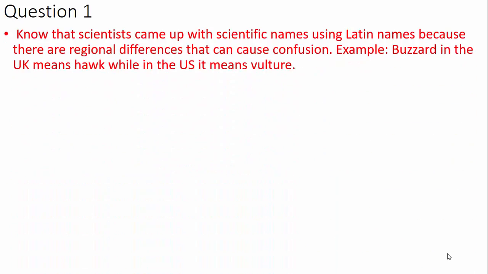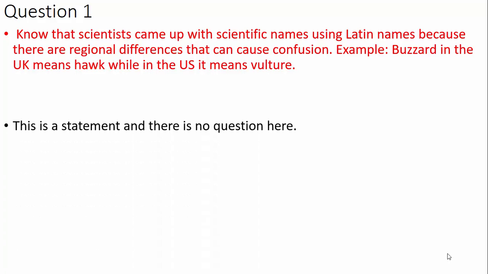All right, number 1. Know that scientists came up with scientific names using Latin names because there are regional differences that can cause confusion. An example: buzzard in the UK means hawk, while in the US it means vulture. Now, this is a statement, there's no question here, but there's some stuff that we can expand on.